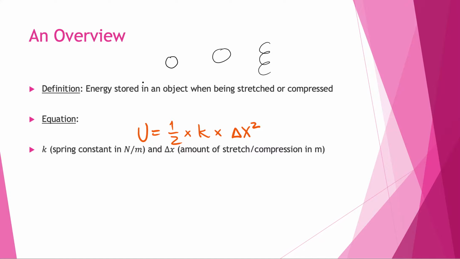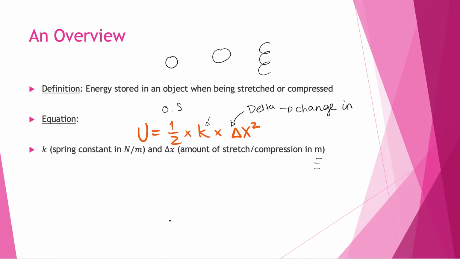The equation for elastic potential energy is 0.5 or a half multiplied by the spring constant, which is measured in newtons per meter, multiplied by delta x squared. The delta symbol is a triangle, and this means change in. In this case it is the change in stretch, so how much the object has been stretched from its original shape, and we have to square that. It is measured in meters.